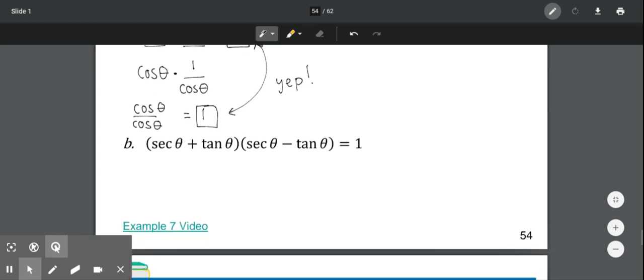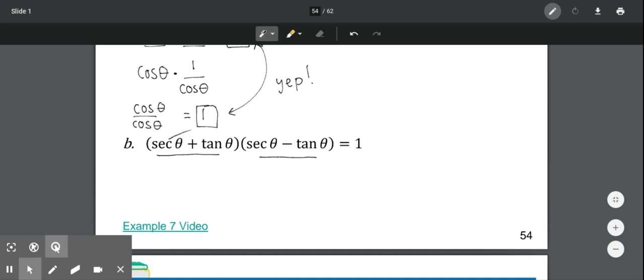All right, so this next one is a little bit tricky. I would probably first start by foiling it, because if you notice these two factors, we have secant plus tangent, and we have a secant minus tangent. So usually when you have the same things in your factors and one's plus and one's minus, that middle term will end up canceling out.